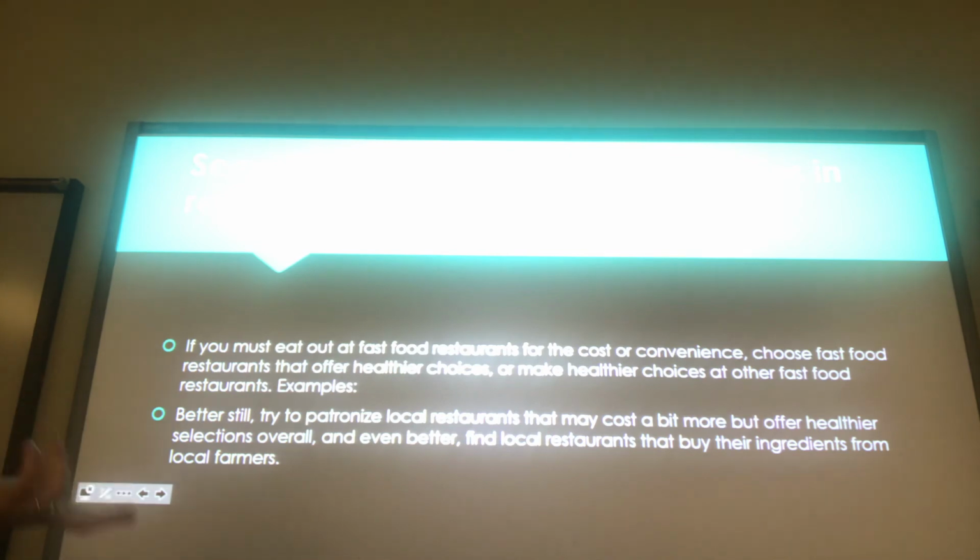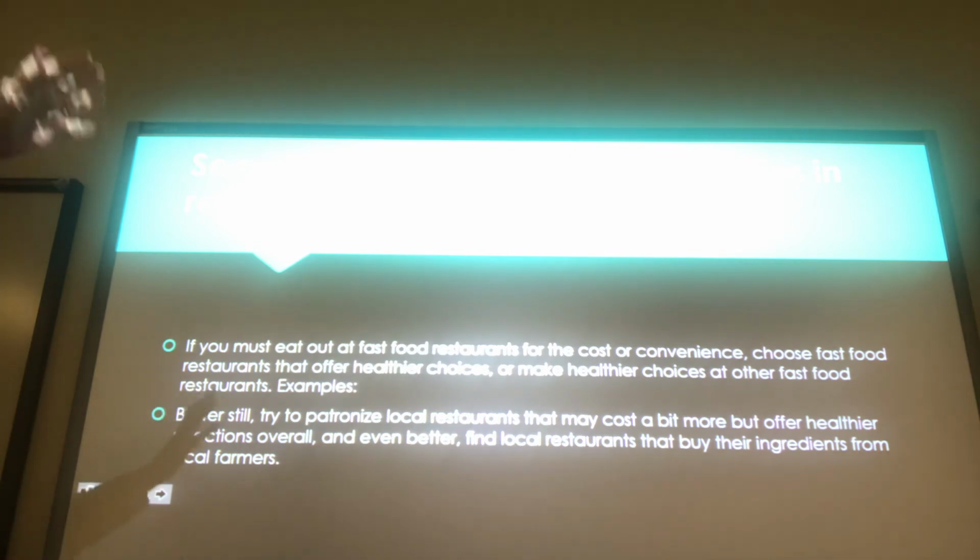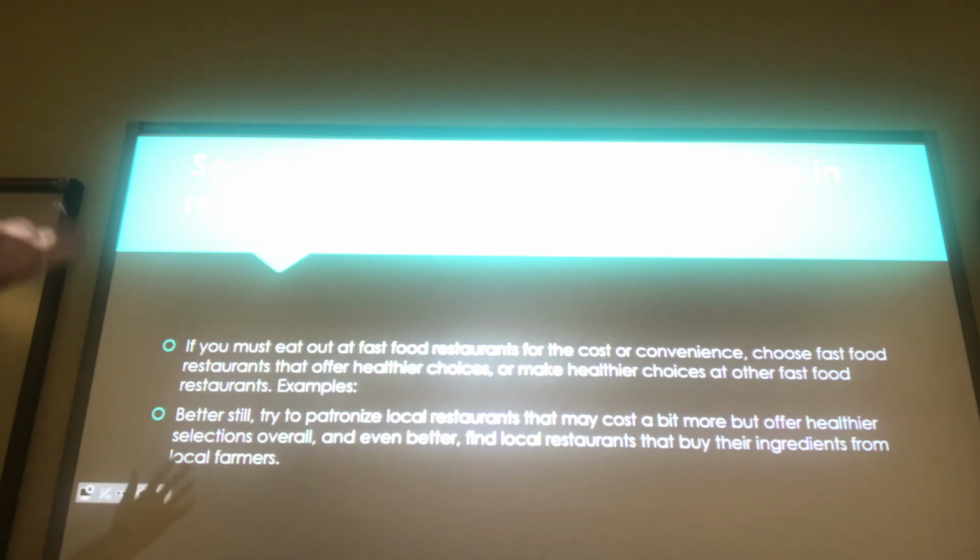So the second easiest recommendation, the second point, is just make healthier choices in restaurants. If you have to go out, if you have to eat at fast food restaurants because they're cheaper or more convenient, they're faster, then choose the fast food restaurants that offer healthier choices, right? So I might talk about even something like Panera Bread, right, which is pretty fast and you can get takeout. Or other fast food places that have consciously added healthier choices, maybe Chick-fil-A, maybe Wendy's, and so on.